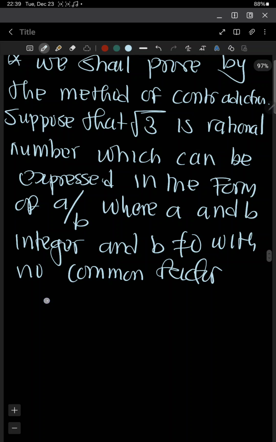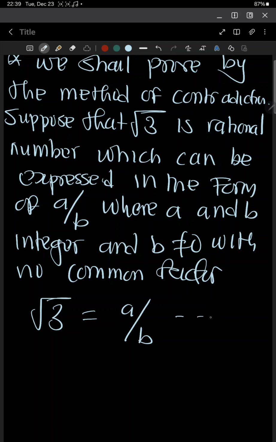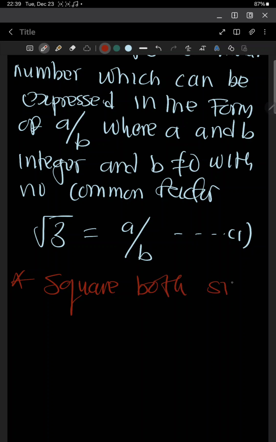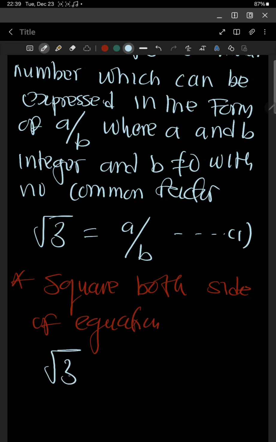After that, we'll say square root of 3 is equal to A over B. That was our assumption that this is a rational number. So that is our equation 1. After doing that, our first step, we'll square both sides of the equation. Since we have a square root, you need to square both sides.